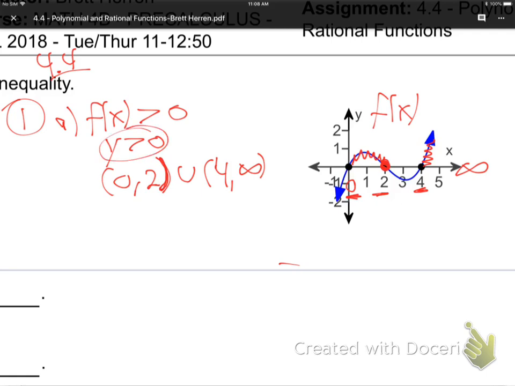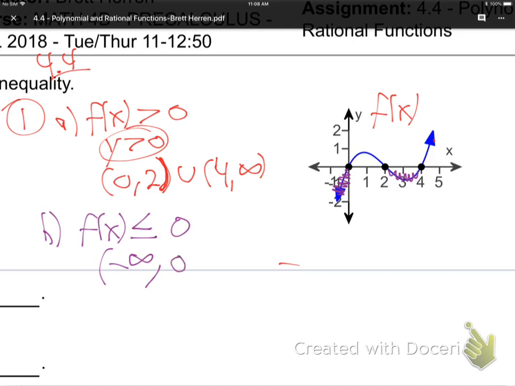Now in part B, they're going to say, tell me where the function is less than or equal to 0. So there they put the bar in. Where is f of x less than or equal to 0? Yeah, this section and this section. So that's negative infinity up to 0 bracket. We never put a bracket on the infinities because you can never be right on infinity. United with, from 2 to 4.